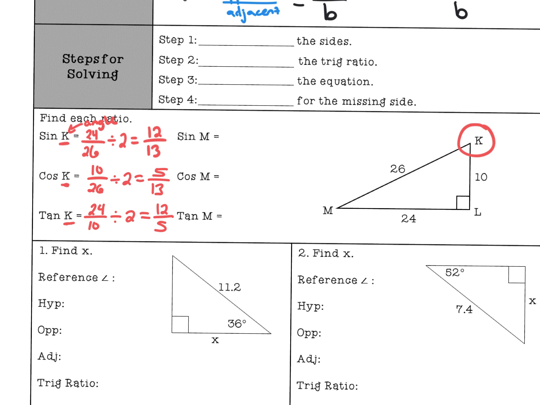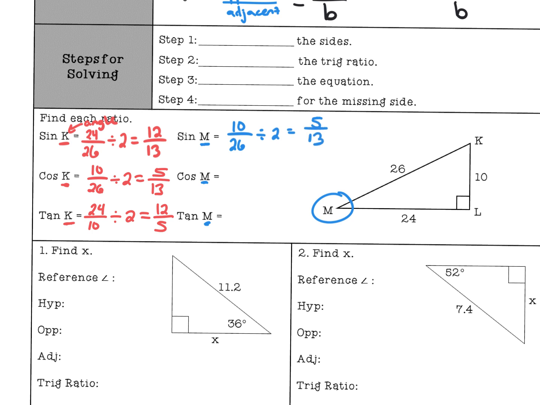I'm going from M now. Again, what does this M mean? That's the angle. So go ahead and circle your angle. If you need to erase the one on K, go ahead and do that. So sine of M, what's sine's ratio? Opposite over hypotenuse. What's opposite of M? 10. Yep, and remember we're talking about side lengths now. What's the hypotenuse? 26. Divide both of those by 2, you get 5 over 13.